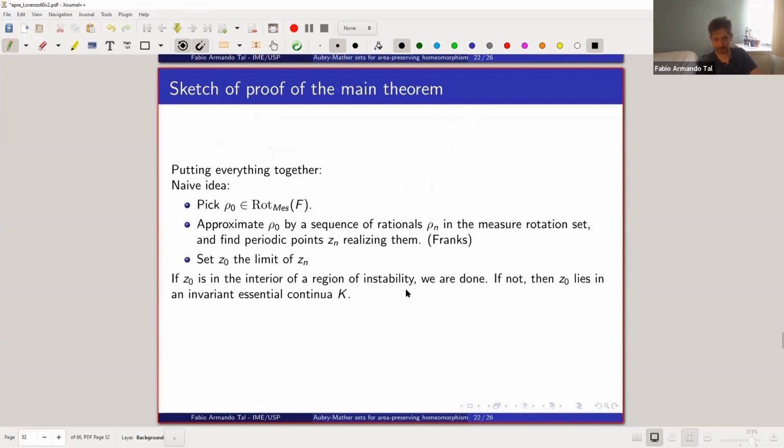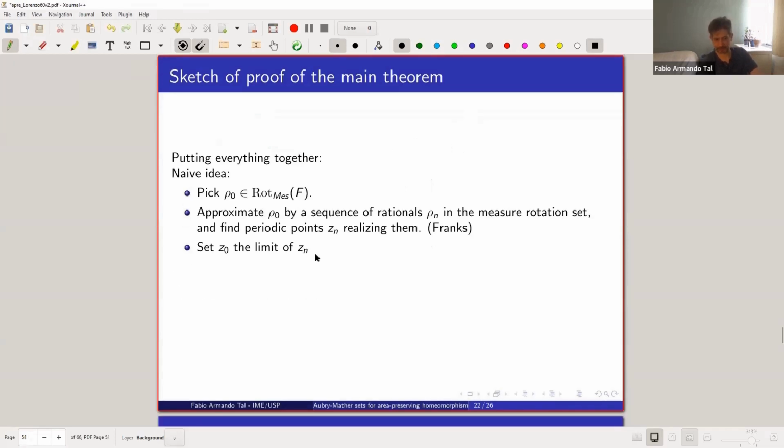And the idea is, now I would like to show that the rotation number of Z0 is rho 0, but this does not need to happen. It's really easy to construct examples where this is not true. You have a sequence of periodic points that converge to a point, and the rotation number of the limit is not the limit of the rotation numbers.